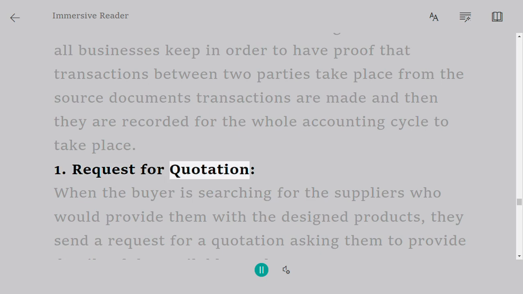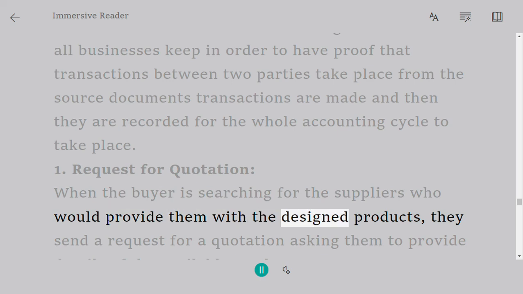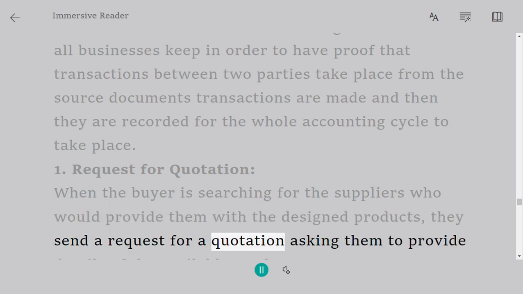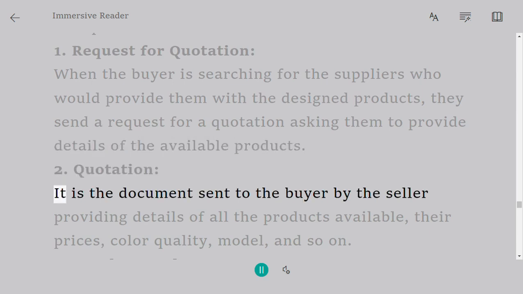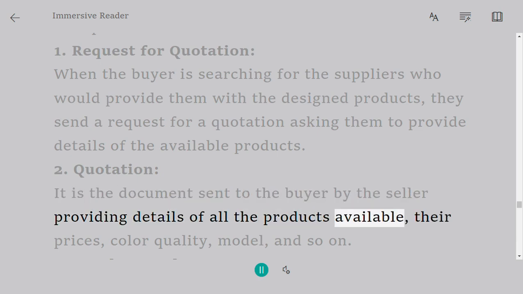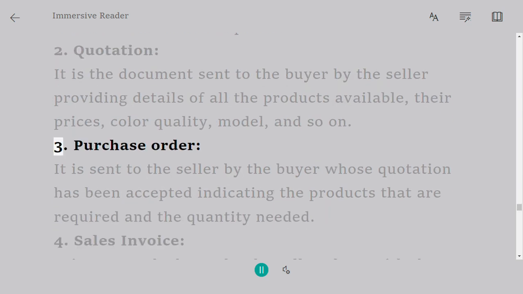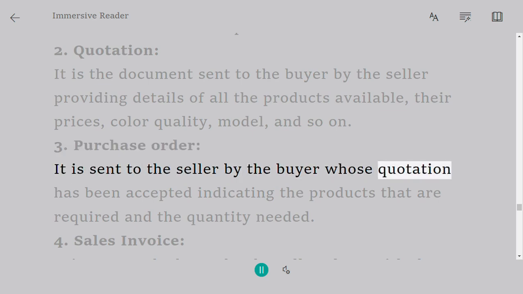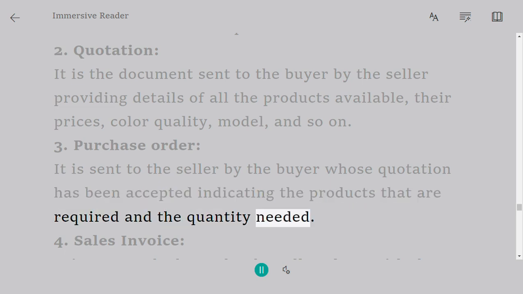1. Request for quotation. When the buyer is searching for suppliers who provide them with desired products, they send a request for quotation asking them to provide details of the available products. 2. Quotation. It is a document sent to the buyer by the seller providing details of all the products available, their prices, color, quality, model, and so on. 3. Purchase order. It is sent to the seller by the buyer whose quotation has been accepted, indicating the products that are required and the quantity needed.